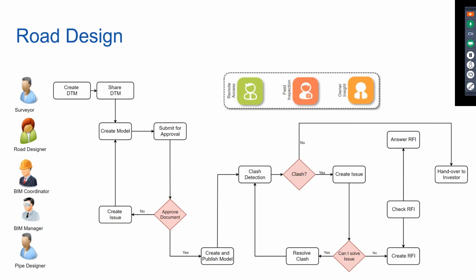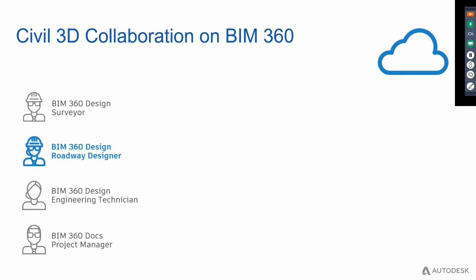And then the road designer is coming onto the stage. What he will do is create his model. But before this model is shared with other stakeholders, in my case this pipe designer example, he has to submit it for approval. So let's have a look how this workflow can look like. So as a road designer, again, I'm using Civil 3D. I am using data shortcuts, and that means I can utilize what the surveyor created for me.